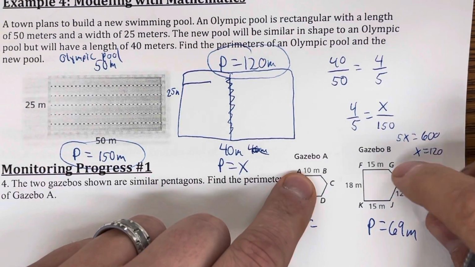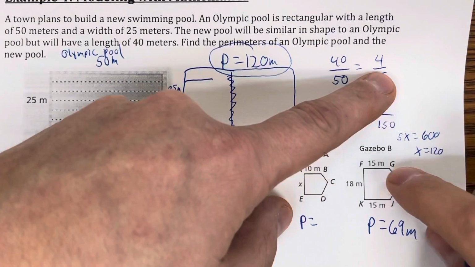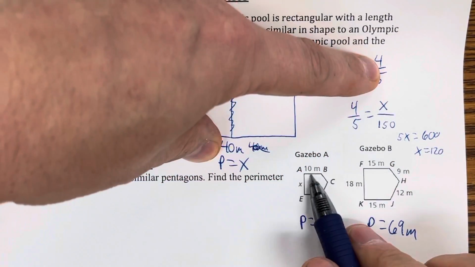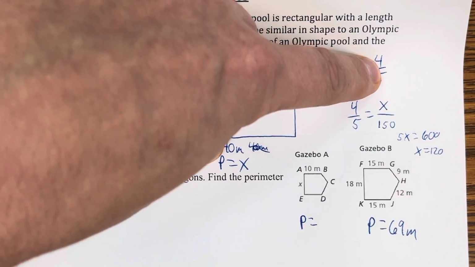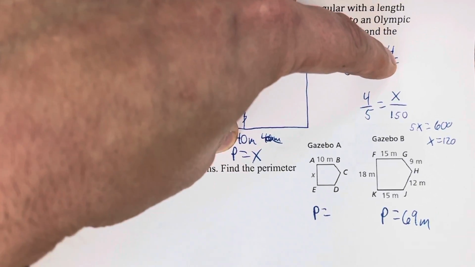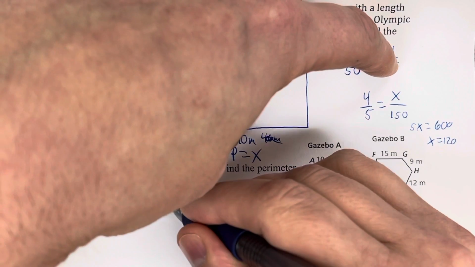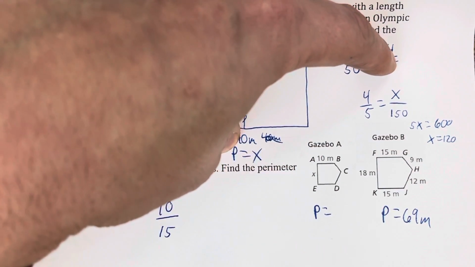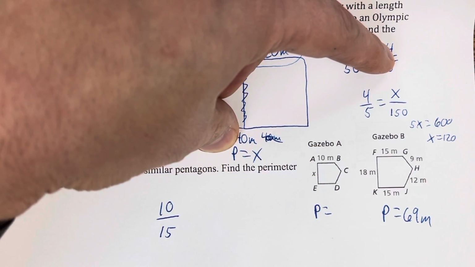It appears as if the 10 corresponds with the 15. So that would be the scale factor, 10 over 15. It didn't say specifically which one's new or old, so I'm good to set it up however I want. So I am going to go 10 over 15. I could reduce that if I want. That does reduce down, but I don't necessarily have to.